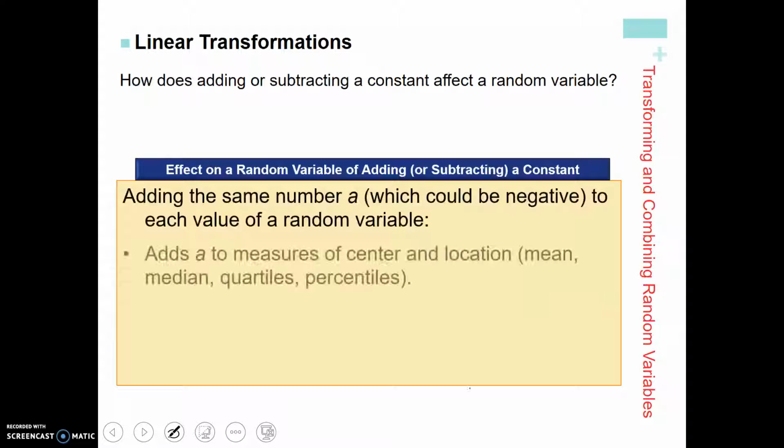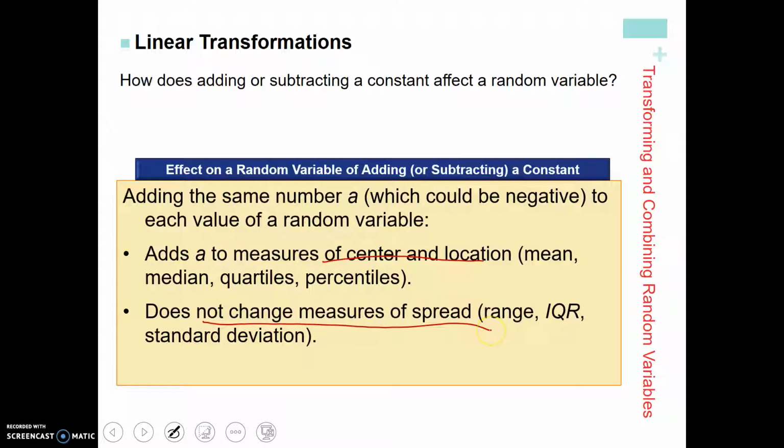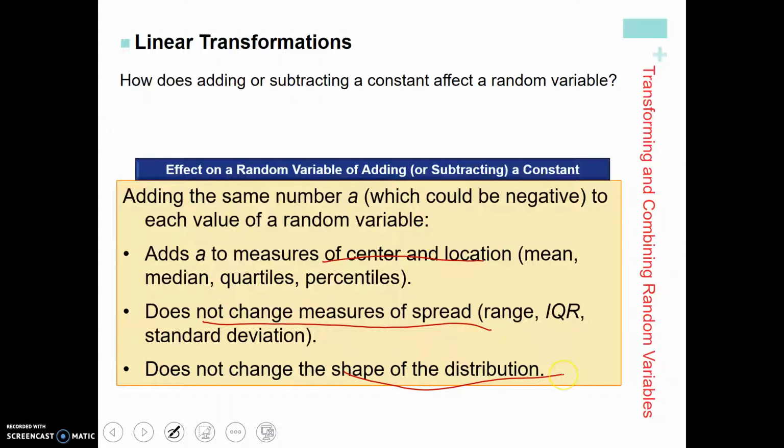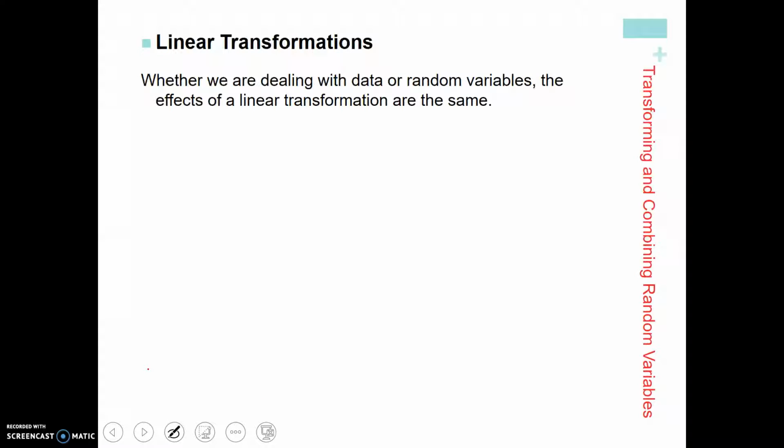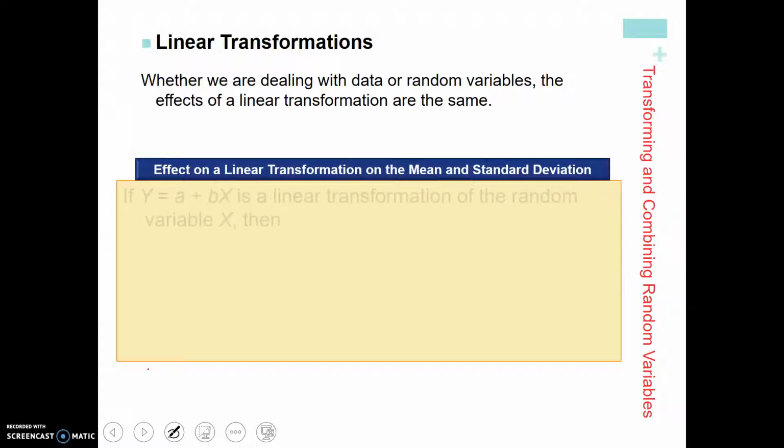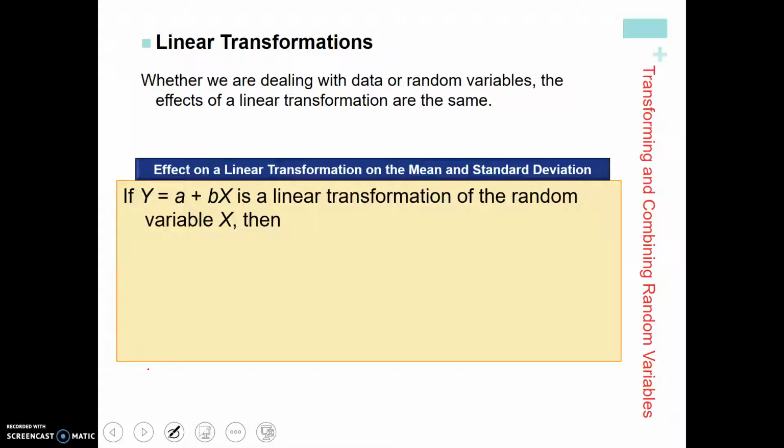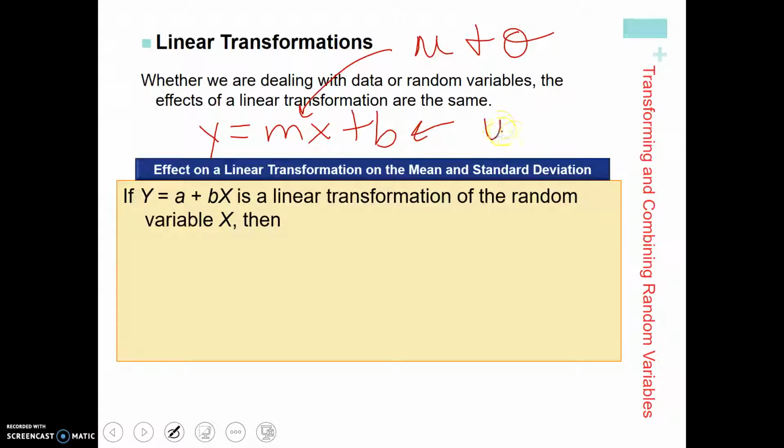So we can make general rules for this too. Adding is going to change the centers and locations. The standard deviation, the measures of spread, and the shape will stay the same. We can look at it like a line and say we're going to affect it by y equals mx plus b. Whatever I multiply by, my slope, is going to affect both my mean and my standard deviation. The b value is only going to affect my mean.